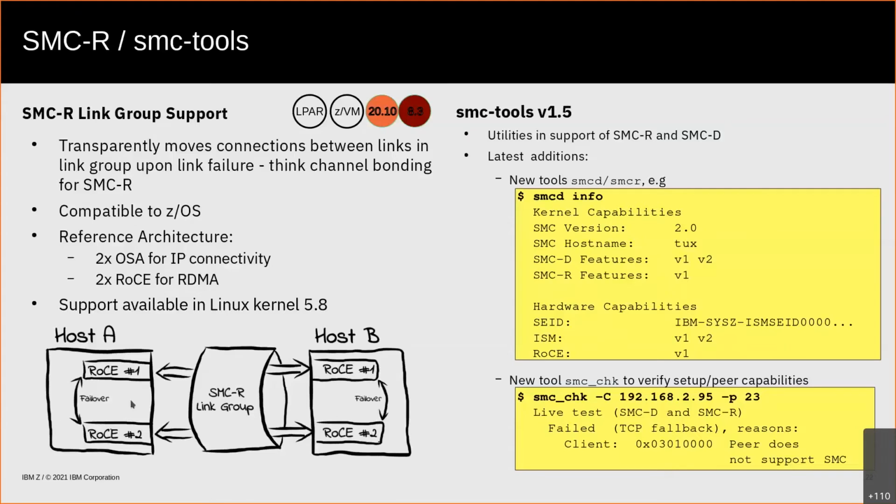So now we are able to fail over in case you have two RoCE Express adapters available or configured for SMC-R. The downside is that the reference architecture, and this is very important, currently requires you to have two RoCE Express adapters and two OSAs for regular IP connectivity. We're looking into how to improve that, but that will take a while.